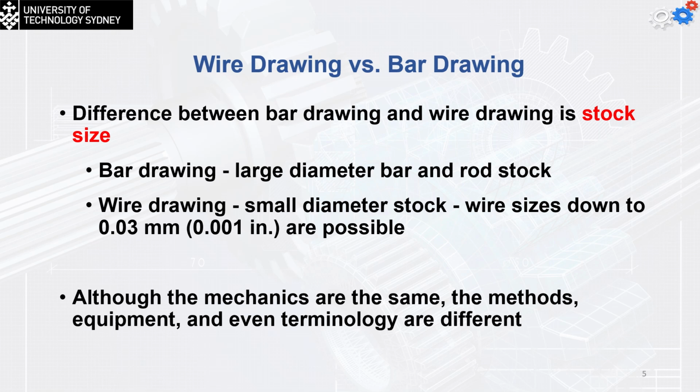The difference between wire drawing and bar drawing is mainly about the stock size. Bar drawing usually starts with a large diameter bar and rod stock. In wire drawing, we have small diameter stocks. Wire sizes down to 0.03 millimeters are possible in that case. The machines are almost the same, but the methods, the equipment, and even the terminology are different.